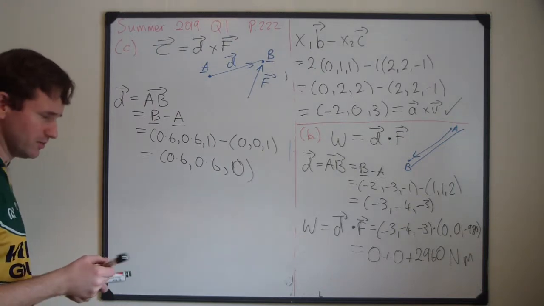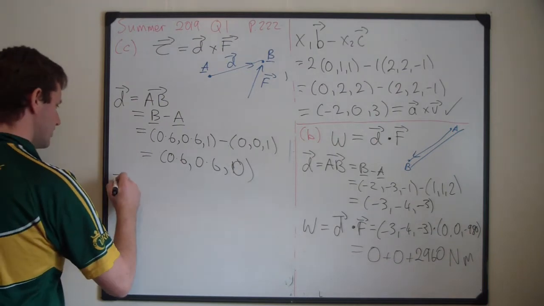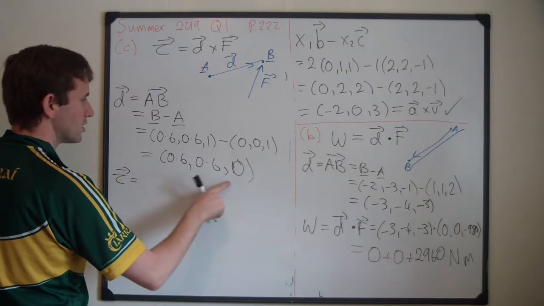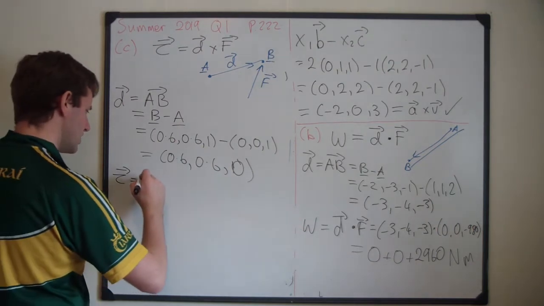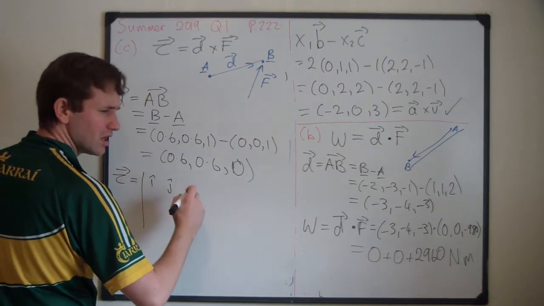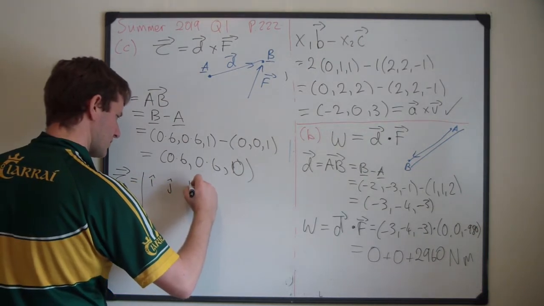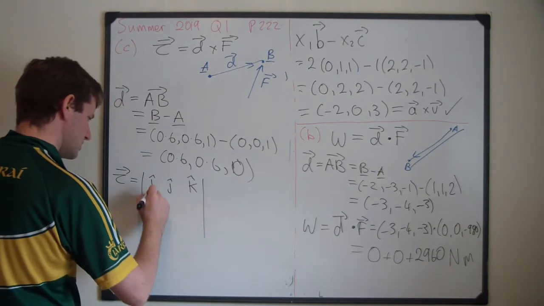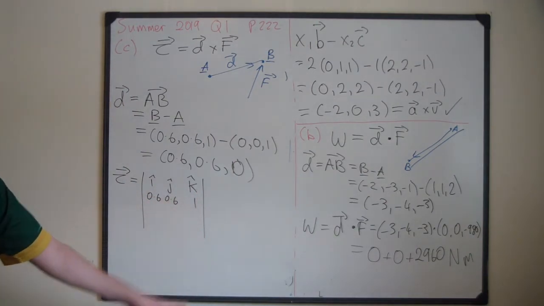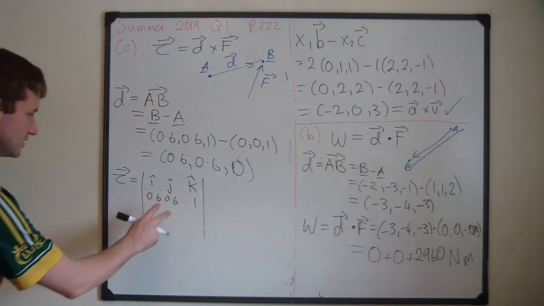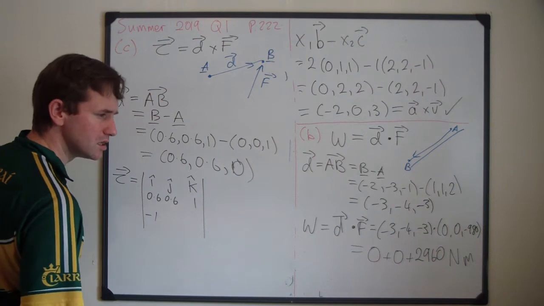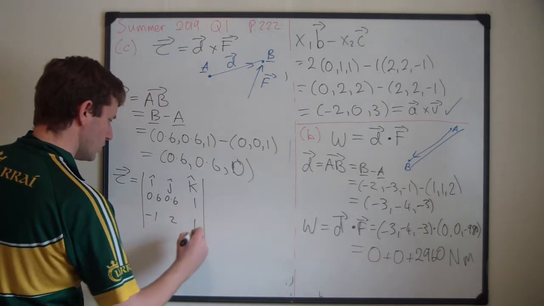Right, I think we're ready to go because the force is there. So the moment is the displacement cross with the force in the question. How do you find the cross product? You do i, j, k. Displacement is (0.6, 0.6, 1). It's probably a bit small here, I probably should have done it a bit bigger. I might get confused here. The force then is minus 1 along the x, 2 along the y, 1 along the z.